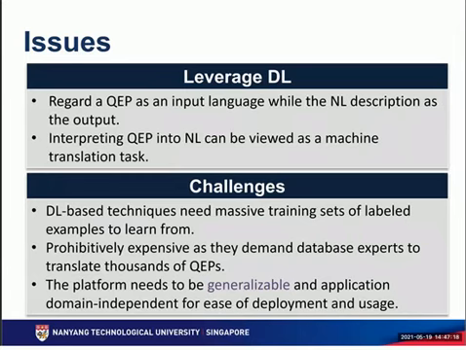First, deep learning based techniques need massive training sets of labeled examples to learn from. Such training sets in our context are prohibitively expensive to create as they demand database experts to translate thousands of QPs of a wide variety of SQL queries. Even labeling using crowdsourcing is challenging as accurate natural language descriptions demand experts who understand QP.